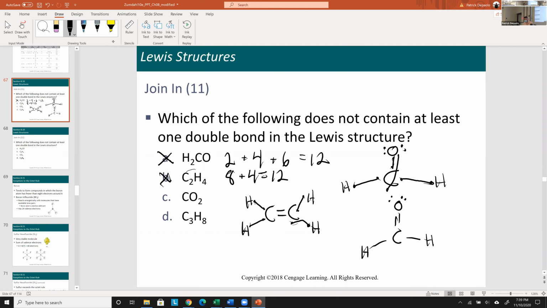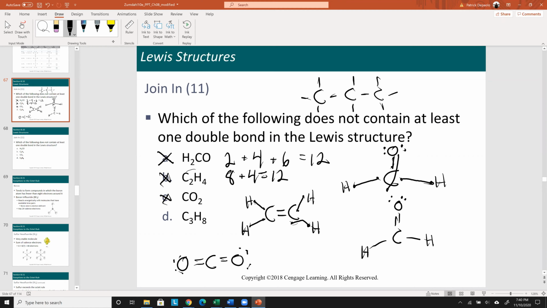Okay, so it's not this one. CO2, we know what it looks like. It looks like this. We've seen that before. So it's not that. And the answer is C3H8. So that looks like this. You have 3 carbons in the middle, and then 1, 2, 3, 4, 5, 6, 7, 8. And that's propane. And each of these lines is a hydrogen. So that's propane. And this one does not have a double bond. So the answer is D.